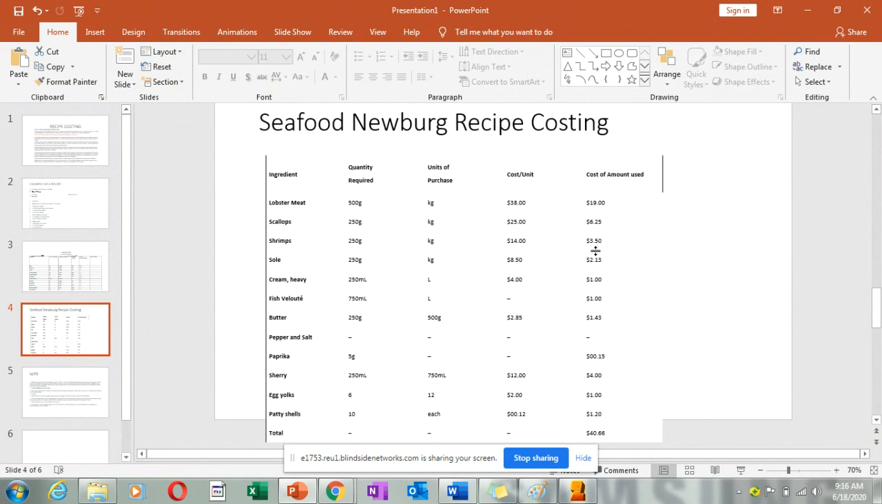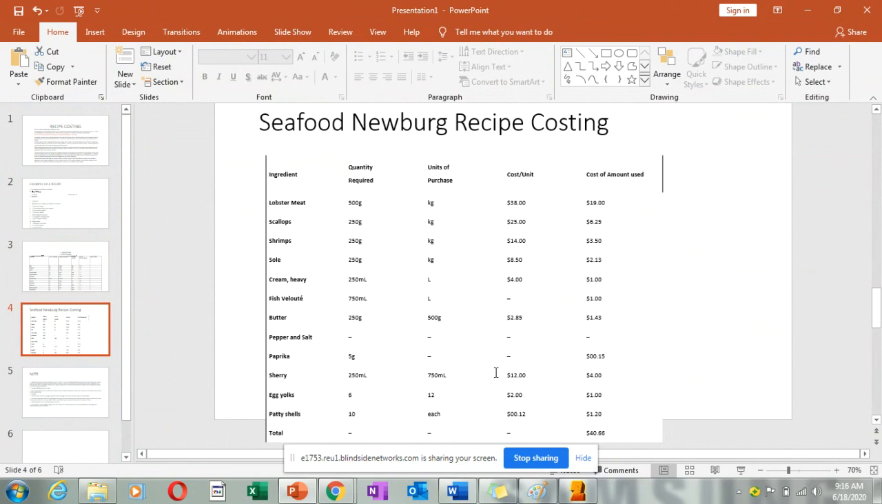Are you calculating to get the cost of amount, or is it just written there? The cost of amount is supposed to be calculated, my dear. These are examples I'm giving you.